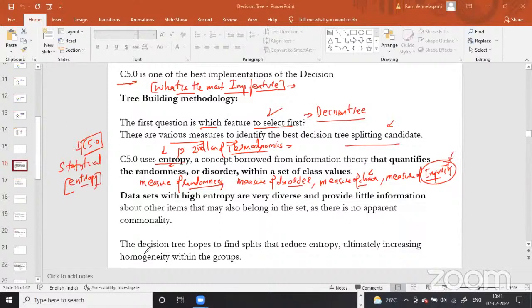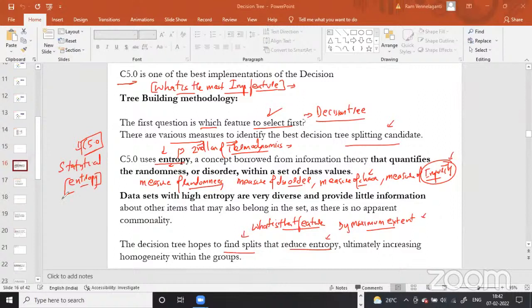Now, our job is to find out what is that feature which can reduce our entropy by maximum extent. What is that? We have to find out what is that variable, what is that feature which can reduce our entropy by maximum extent.